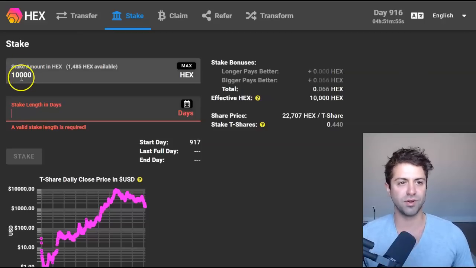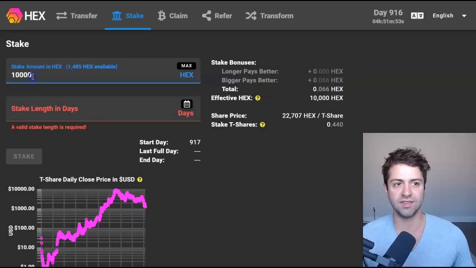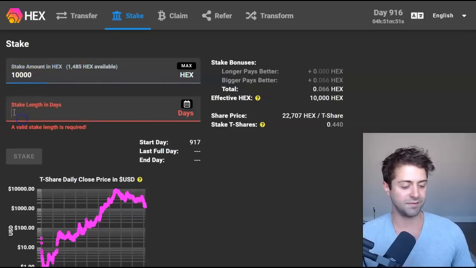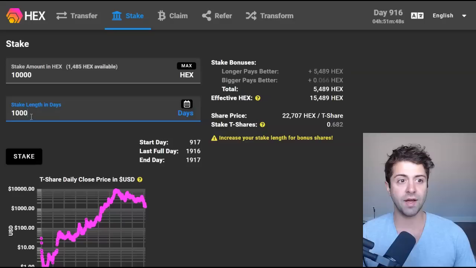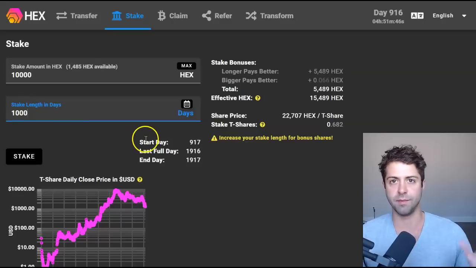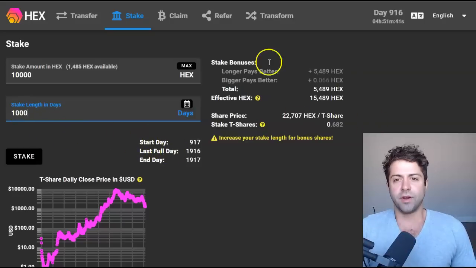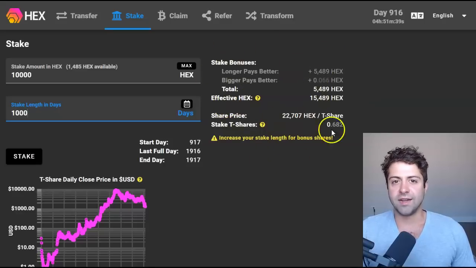So pick your two numbers. We're going to go with staking 10,000 HEX, which today is only about $520. Massive discount if you ask me. We're going to stake for 1,000 days, which is roughly 3 years, maybe about 2.7 years, I think. Now we're going to go over to this little area on the right side. So take a look at this.